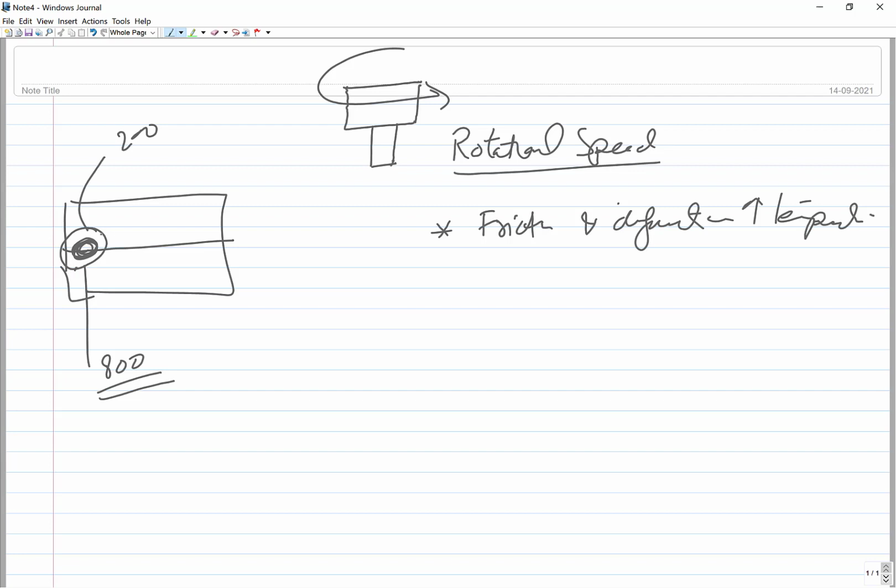Similarly, when you move the tool at low speed or at high speed, that is a different thing. On these things I will come a little later, on the different aspects of the welding parameters.